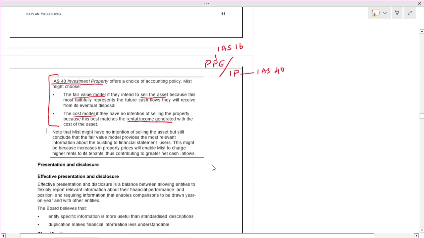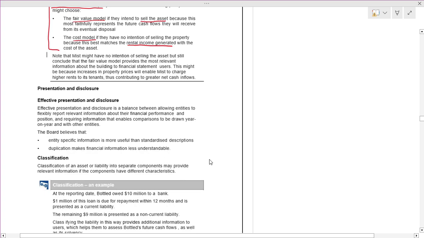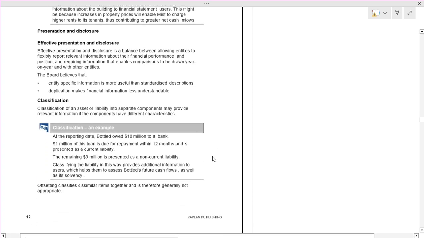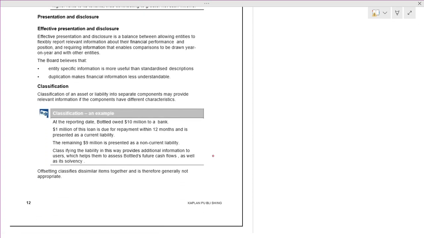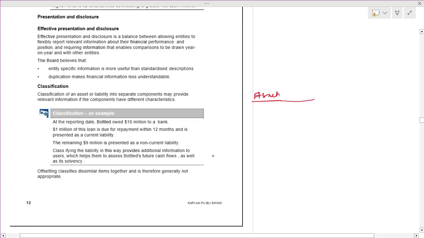In terms of presentation and classification of assets and liabilities, in terms of separate components or classification. When we are doing this, you are talking about assets. When we say assets, we are talking in terms of tangible assets and in terms of intangible assets.